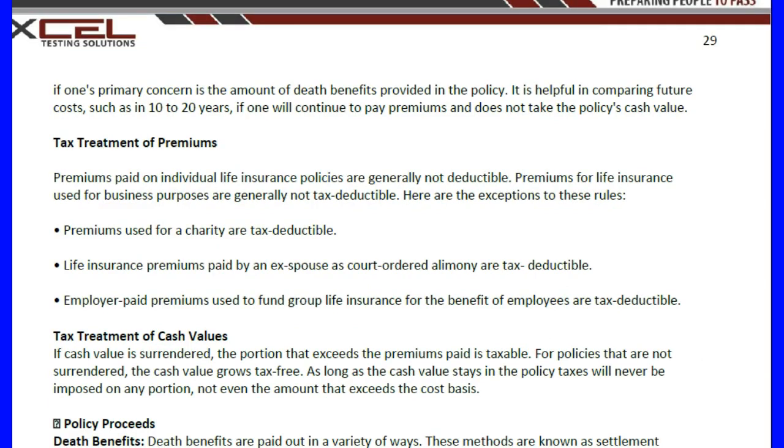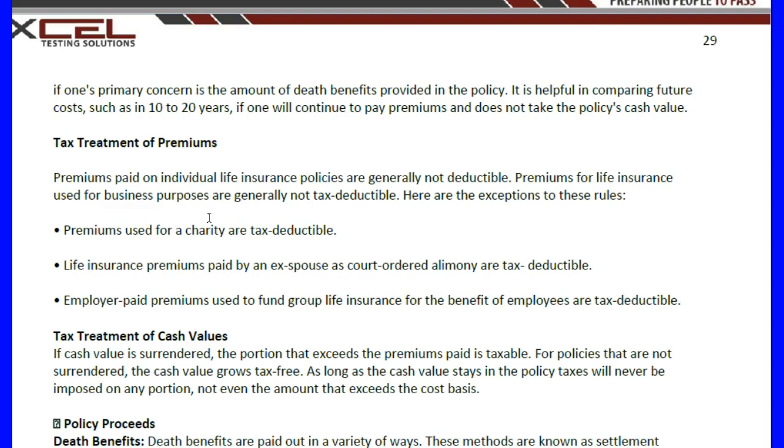Tax treatment of premiums. Premiums paid on individual life insurance policies are generally not deductible. So let's repeat: premiums paid on individual life insurance policies are generally not deductible. Premiums for life insurance for business purposes are generally not tax deductible. So think about that. Premiums are not deductible.